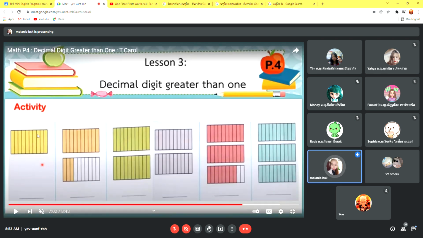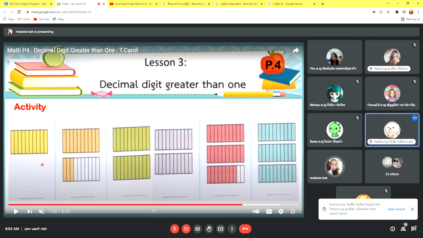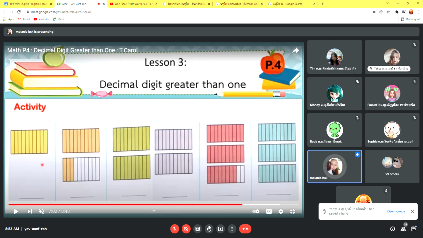Okay, so this one is a whole number. How are you going to say this one? For the first, this is a whole number. Sophia, go on. 1. Great job. So this is a whole number. There is no fraction. There is no decimal. Okay, this is a whole number. This is a fraction. Okay, now we're going to move on with the next.